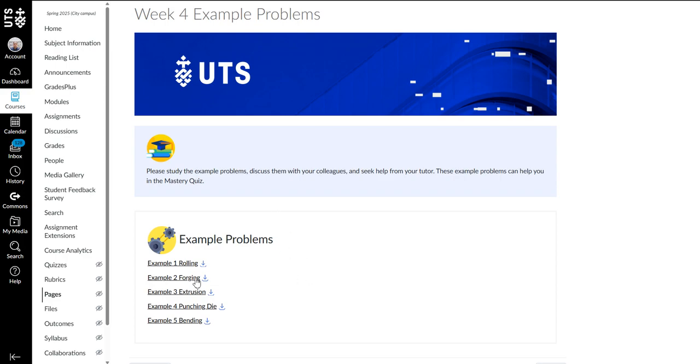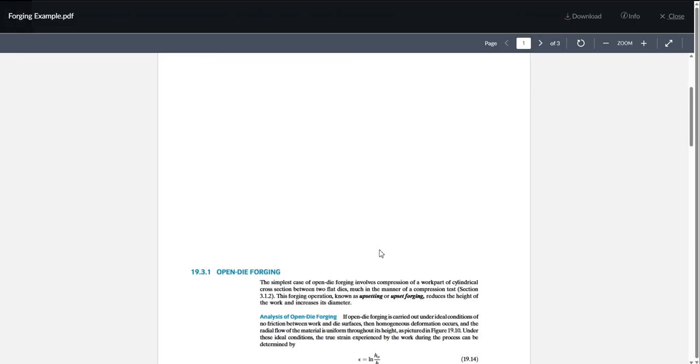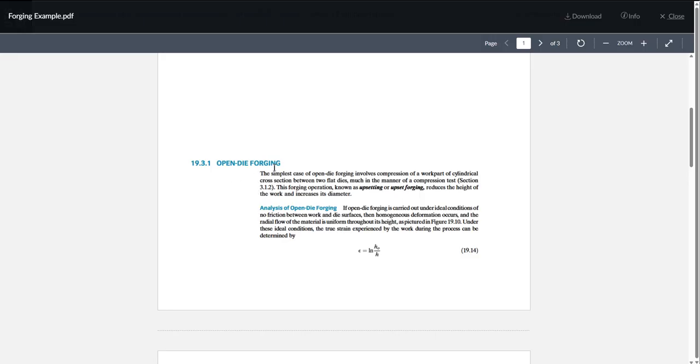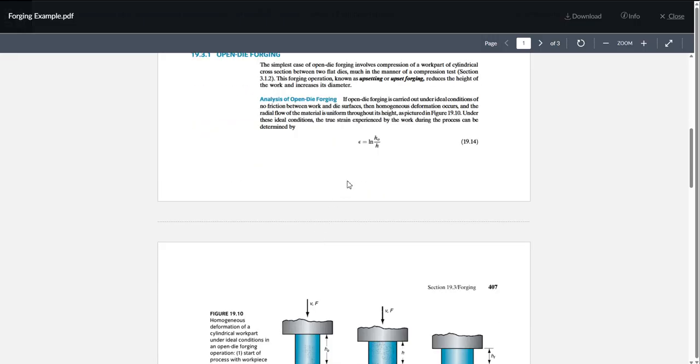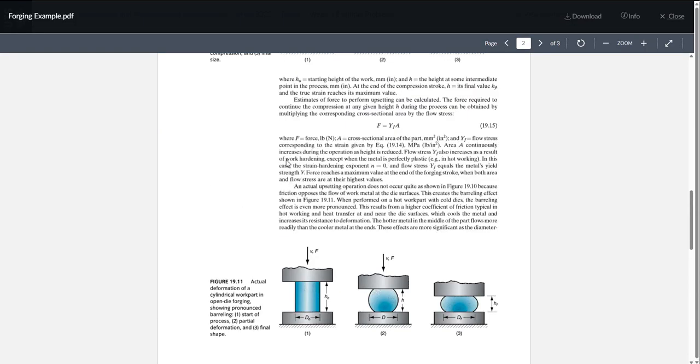So I'll start first with the forging question. Let's have a look at it. You can see that the document we have is about the open die forging process. The first question is going to be for the strain value, which is going to be the ln of the original height over the instantaneous height. And we explained that earlier.